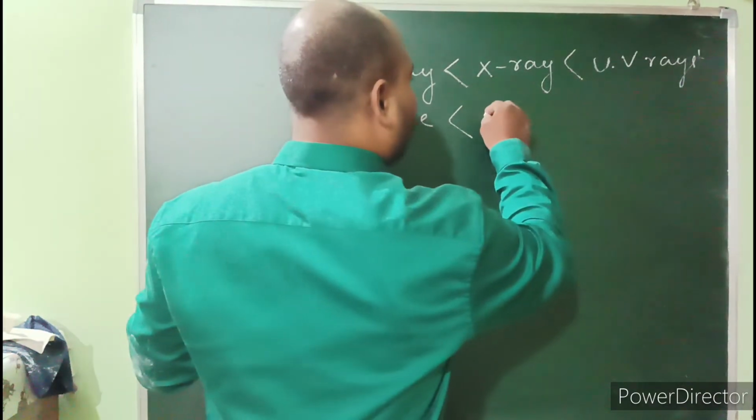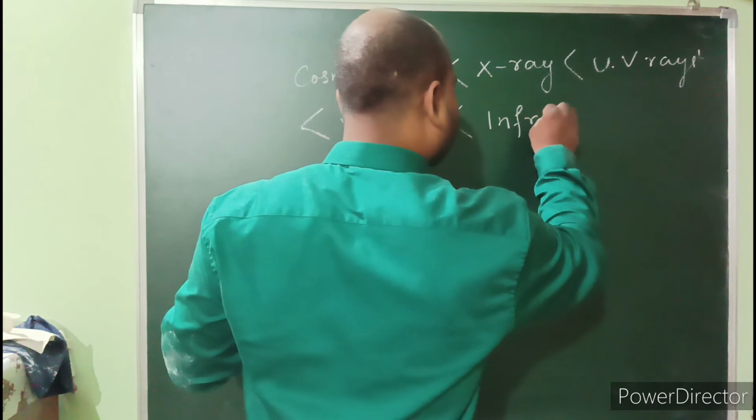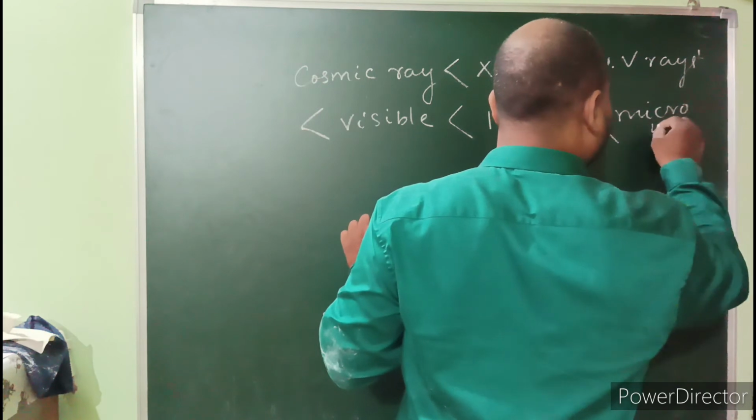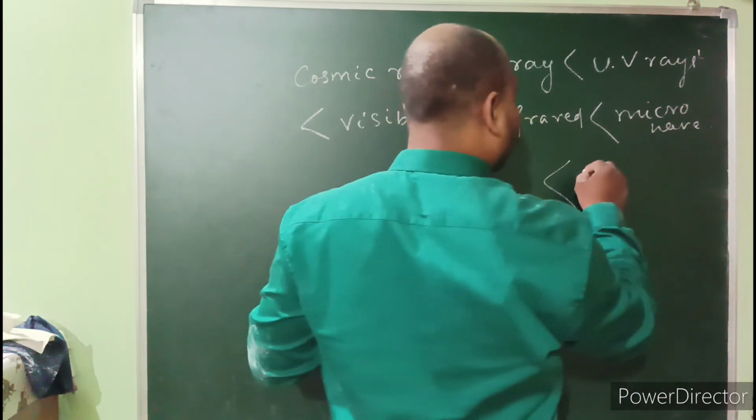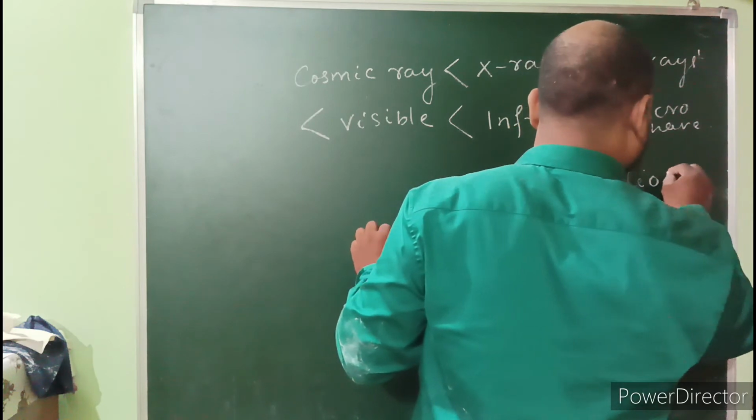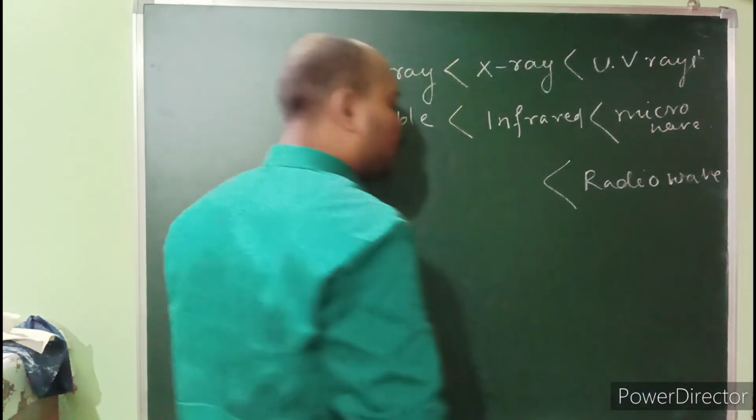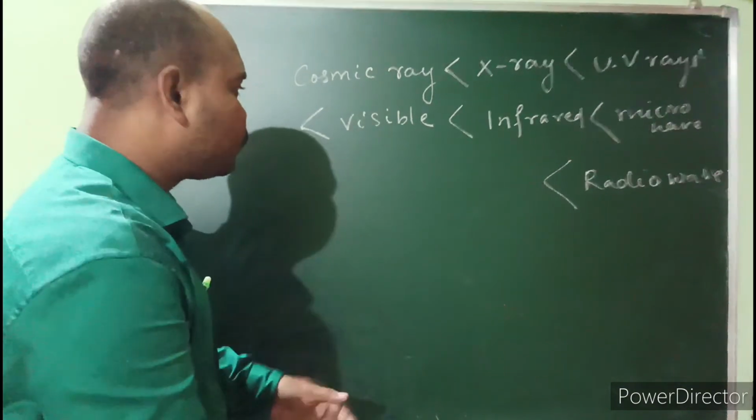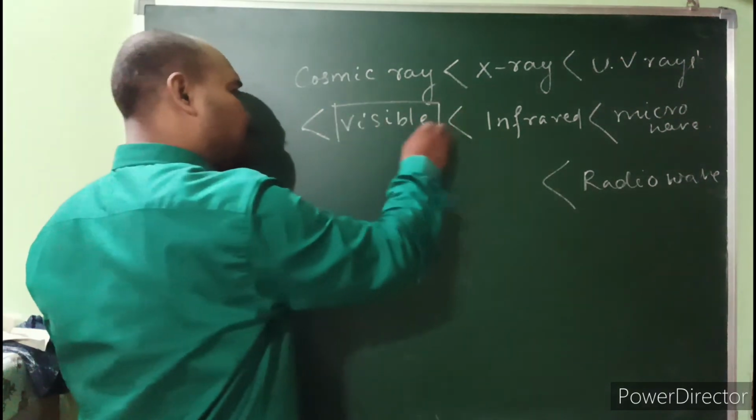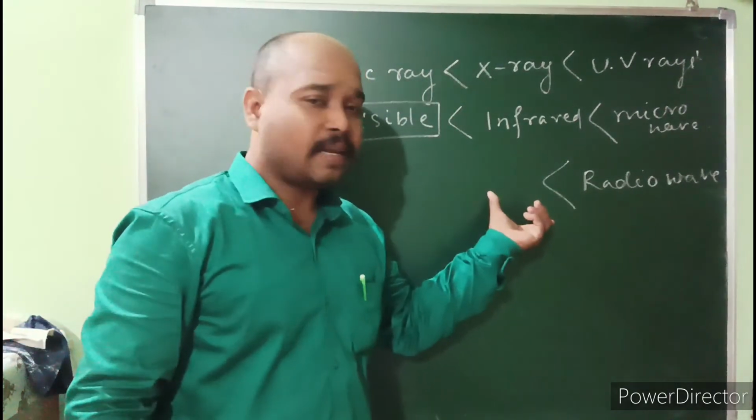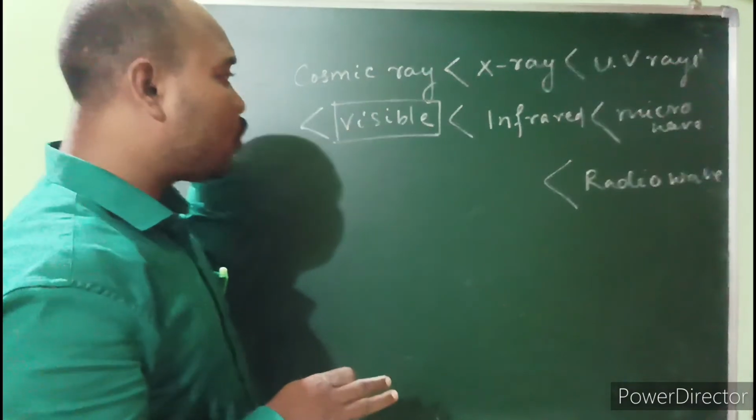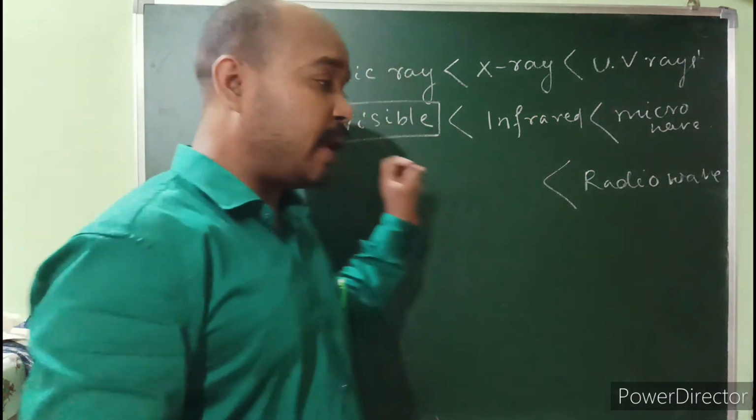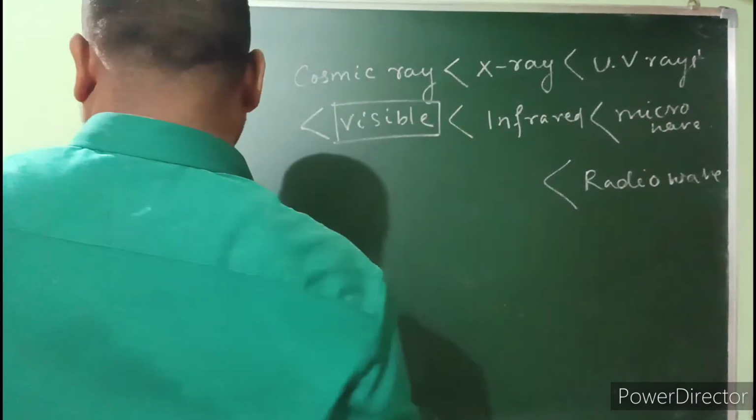Then comes infrared, microwaves, then comes radio waves. On the basis of wavelength, he distributed these electromagnetic waves. Now, except the visible region, other regions cannot be seen by naked eyes. Any other substance or wave cannot be seen by the naked eye. Next we will proceed.